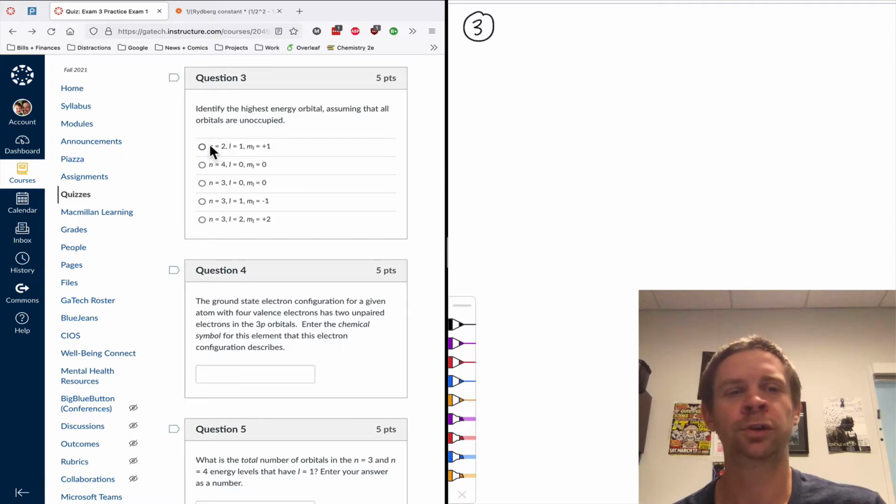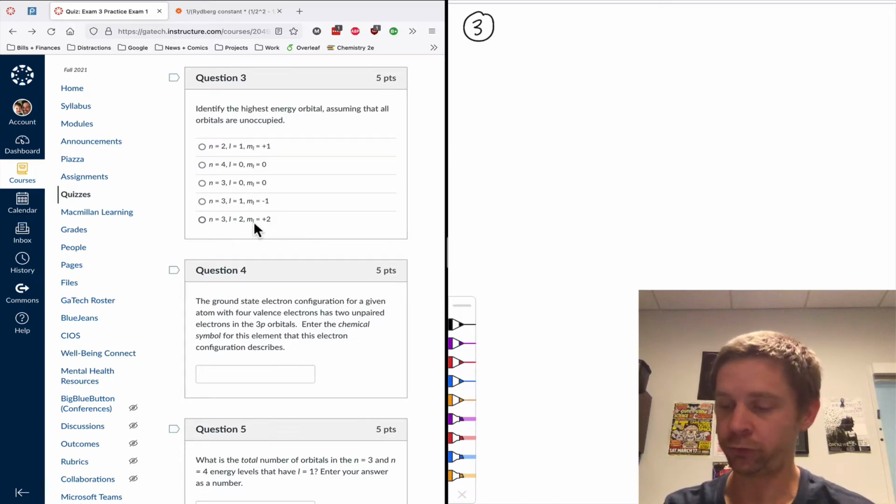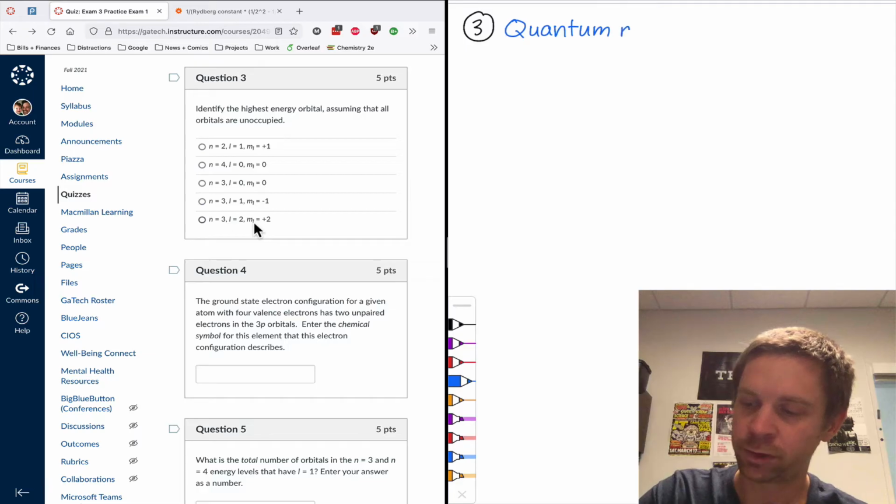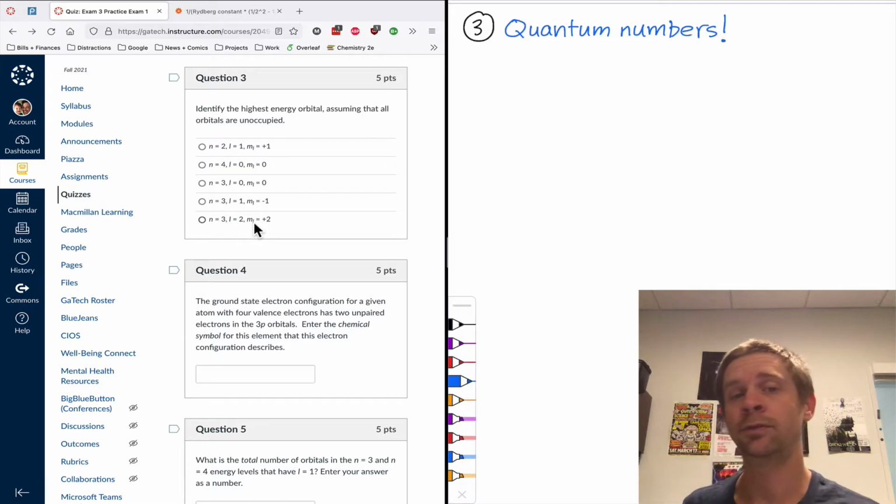Now, what in the world are we looking at in terms of the choices here? Well, I've got n, l, and m sub l values, and each one of those corresponds to an orbital. These are quantum numbers, and so I should be thinking in terms of quantum numbers for this problem: the constraints on quantum numbers, and especially how they relate to the energy of the orbital.